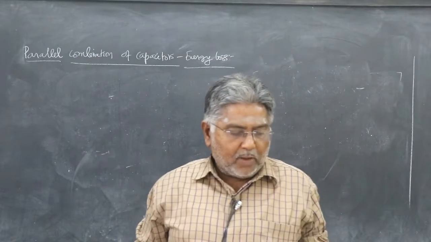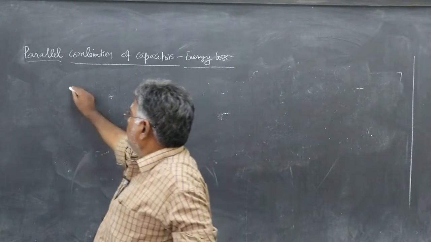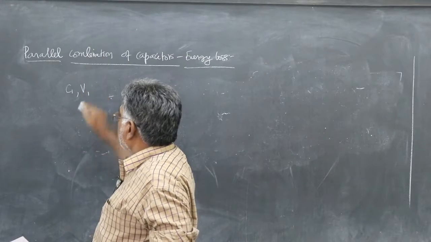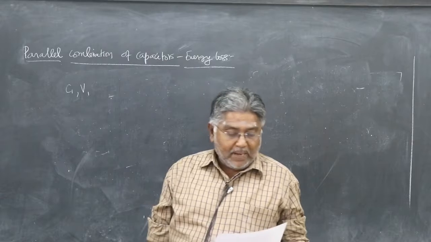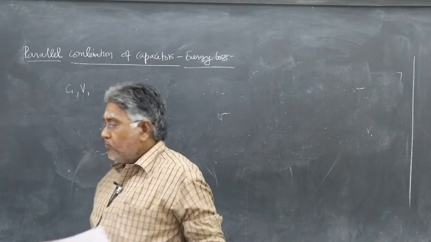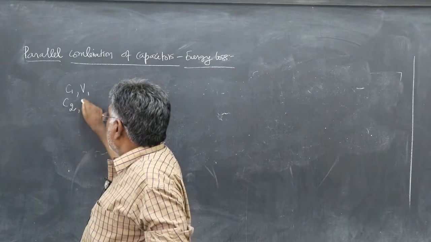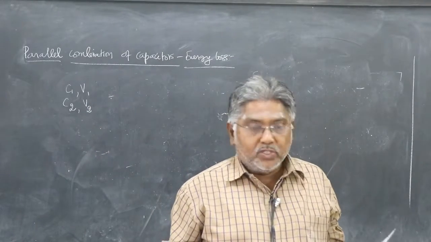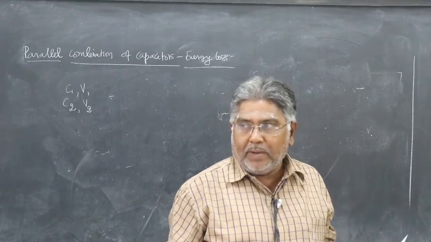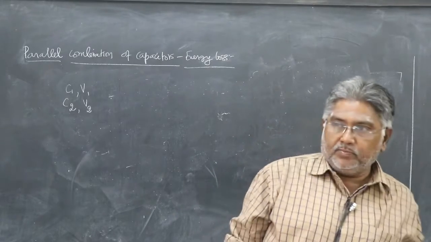A capacitor of capacitance C1 is charged to a potential V1, while another capacitor of capacitance C2 is charged to a potential difference V2. The capacitors are now disconnected from their respective charging batteries and connected in parallel to each other.